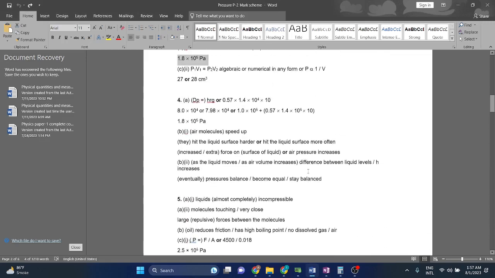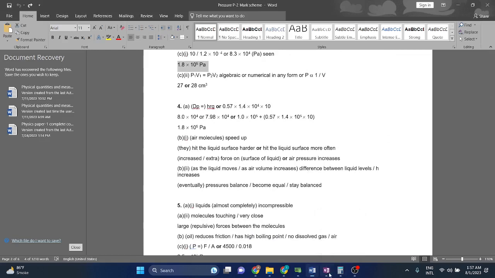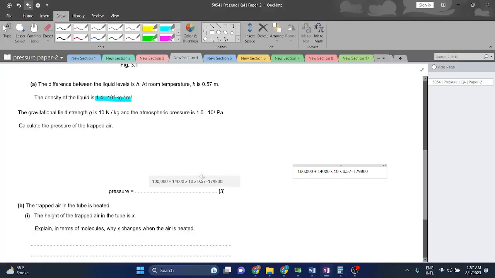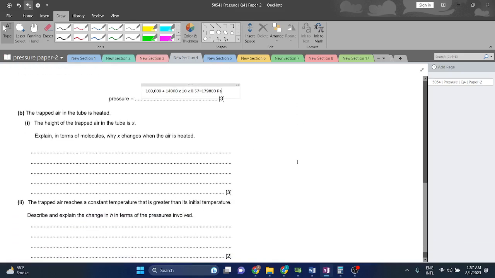Where is it? 180,000. Yes, that is correct. Pascals लिख देते हैं. इसको ना आपने round off करके 1.8 into 10 raised to the power of 5 लिखना है, ठीक है ना? Remember that.